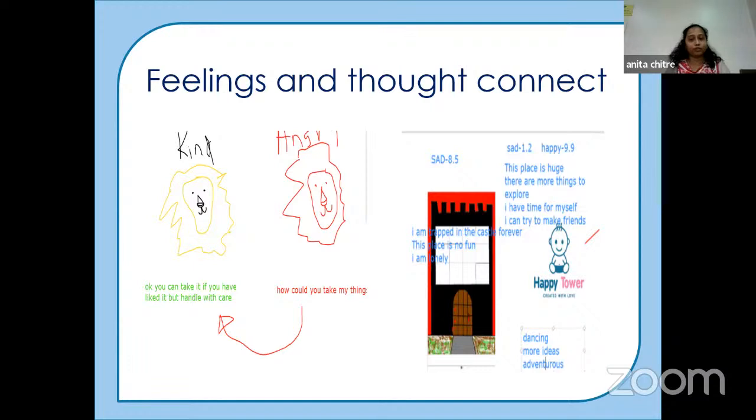So this place is huge. There are more things to explore. I have time for myself. I can try to make friends. And that's how you go into the happy tower. And then how sad do you feel? So again, the child is able to understand that there is a change in the way you feel if they make changes in their thought process.